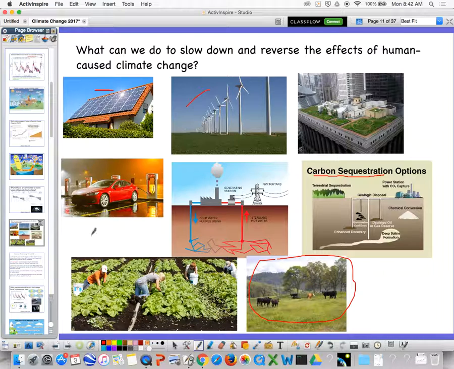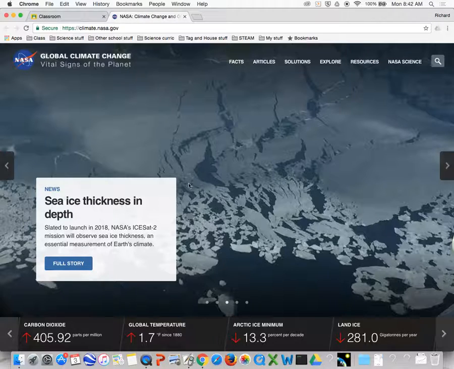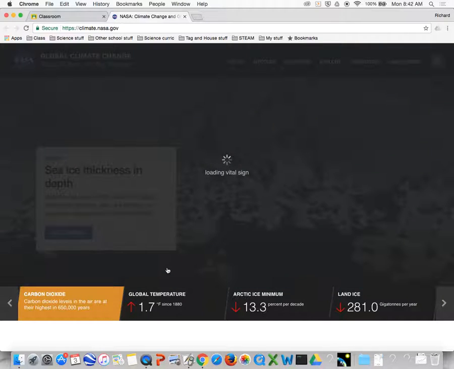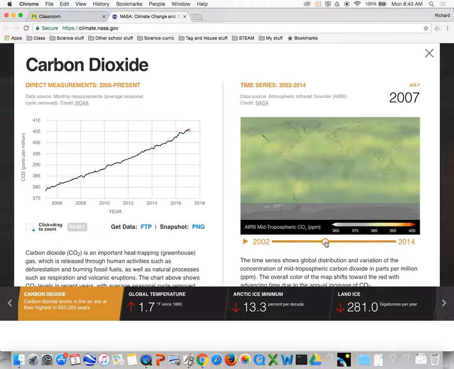Okay, so that's basically a summary of the week. You'll also be looking at some data from a website. This website is NASA's climate change site. Let me just pull up some data here. This is carbon dioxide. You can see the graph here, and if I play this, it shows you how the yellow and the orange are higher levels of carbon dioxide, and you can see how much it's actually risen over time. So this is all stuff that we'll get into in our climate change unit.